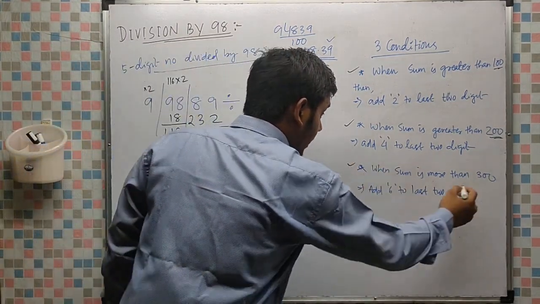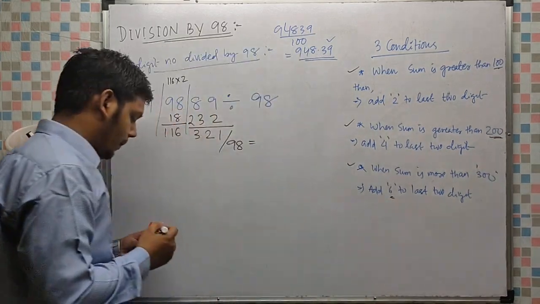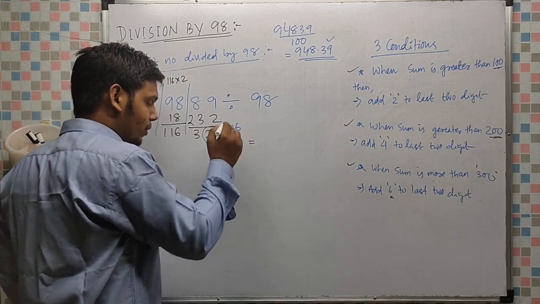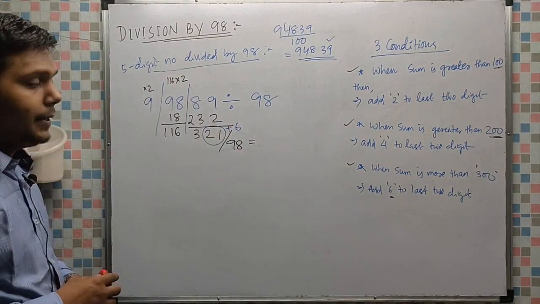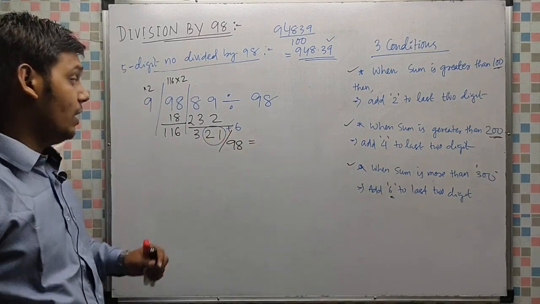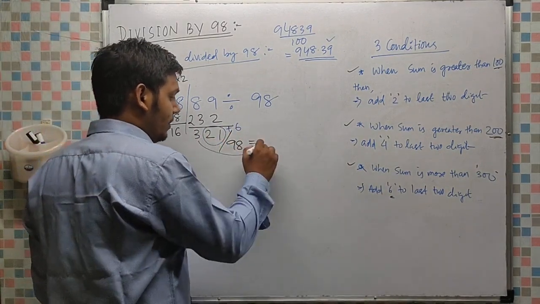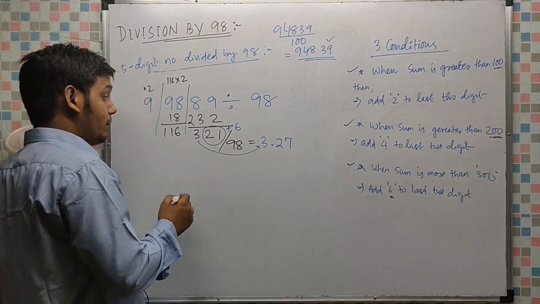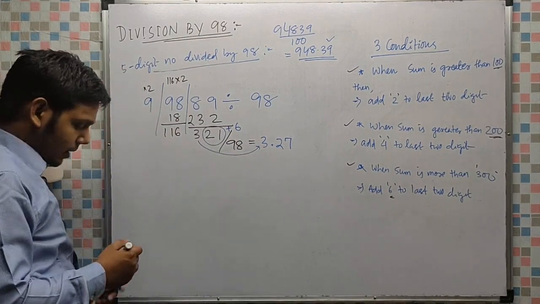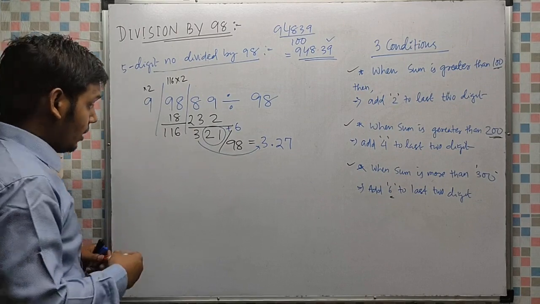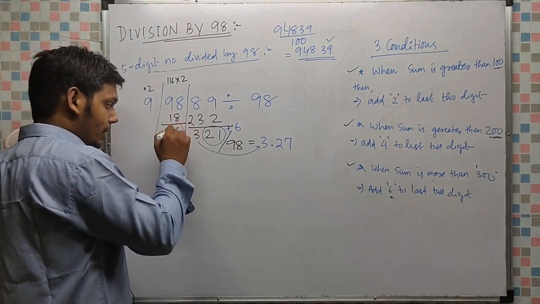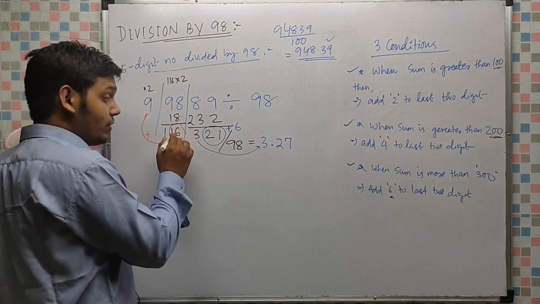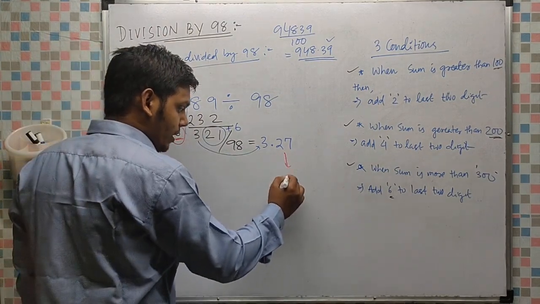When the sum is more than 300, then you have to add 6 to the last two digits. So simply I will keep 3 here. 3.21 plus 6, that is 27. Now what I have to do? Here I am having a 3-digit number. So always take 2 digits from here. This 100-plus number will be added to 9. So 16 plus, always you have to take 2 digits here. So 0.27 you have to write first.